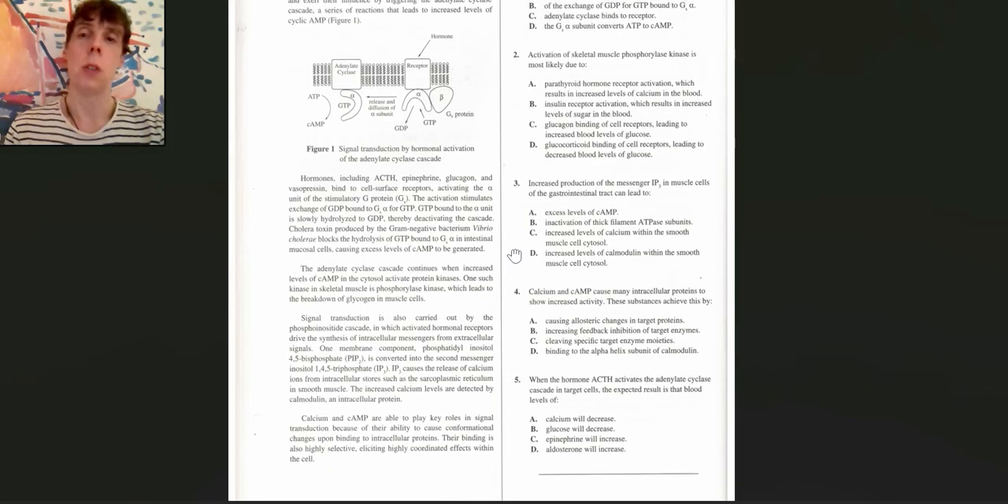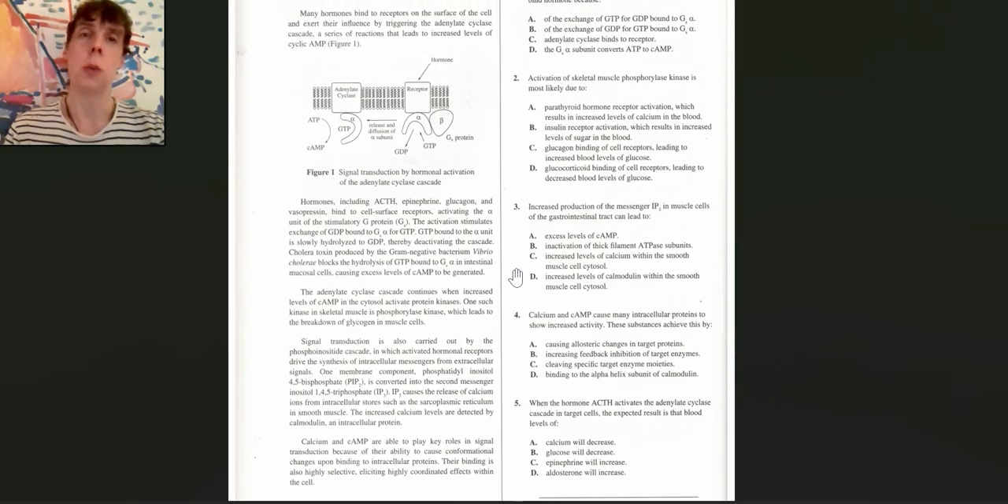Paragraph 4 states that IP3 causes the release of calcium from the sarcoplasmic reticulum in the smooth muscles. As you may recall from general biology, the sarcoplasmic reticulum is a modified endoplasmic reticulum, and therefore calcium would come out of this modified endoplasmic reticulum and go into the cytosol. This gives C as the correct answer to question 3.